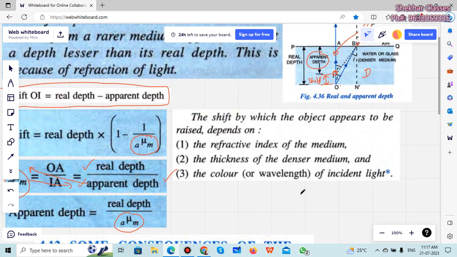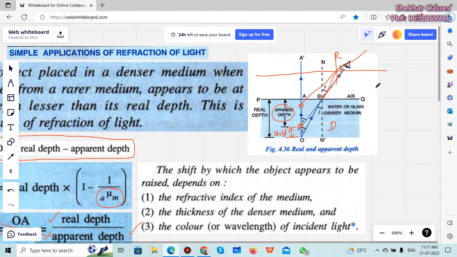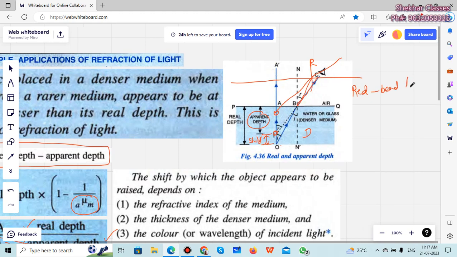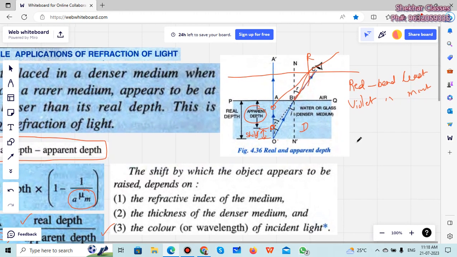It depends upon the color of the light, the wavelength of the incident ray. If the ray of light is coming as red, red has a bigger wavelength, so it has higher velocity, so it will bend least, right? It will bend least of all the colors. And you take the violet, it will bend most. So the one which bends the most will have more shift. The one which bends less will have less shift.